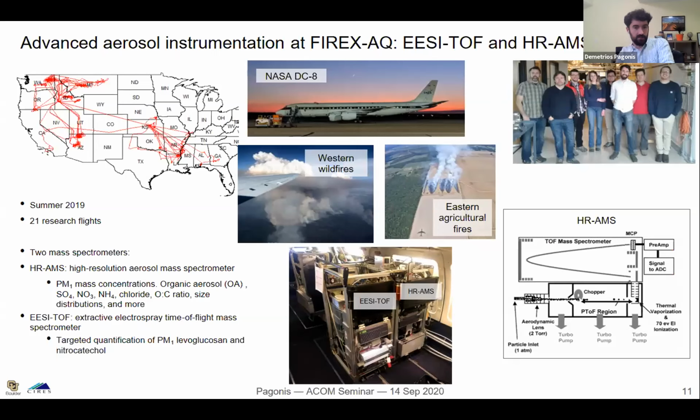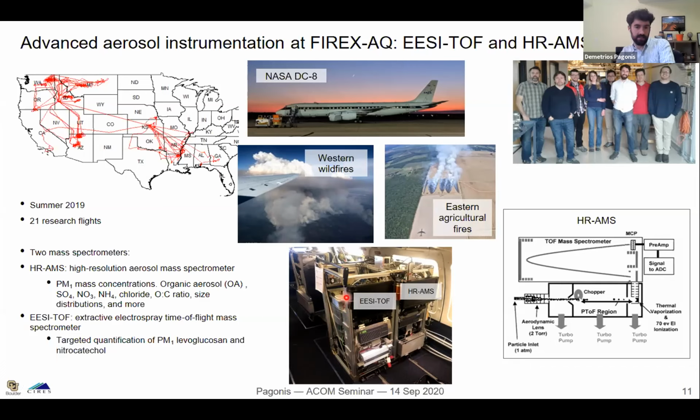All right, and then finally, to address the challenge of instrumentation, we've brought new advanced aerosol techniques to the NASA DC-8 for FIREX-AQ last summer. And so this was 21 research flights measuring both Western fires out of Boise and then smaller Eastern fires out of Salina, Kansas. And we had 2 mass spectrometers on board. First, over here on the right side of the rack, we had the high-resolution Aerodyne Aerosol Mass Spectrometer. This instrument's been in use in Boulder for a while, so I won't spend much time on it. I do have some of the standard data products here for you.